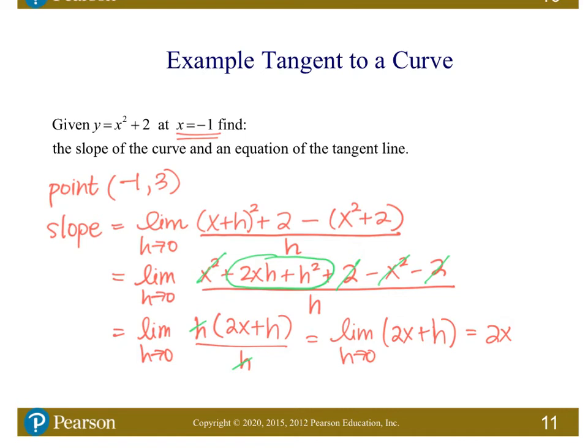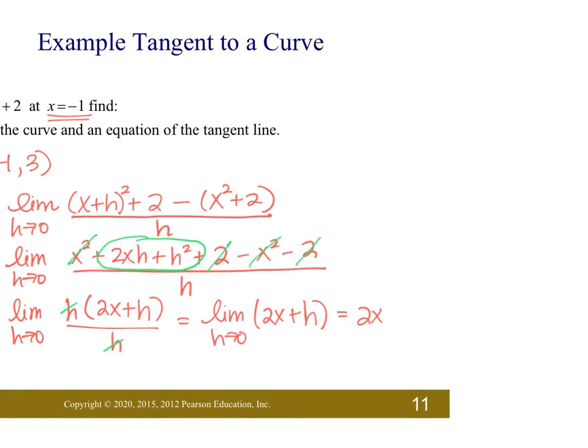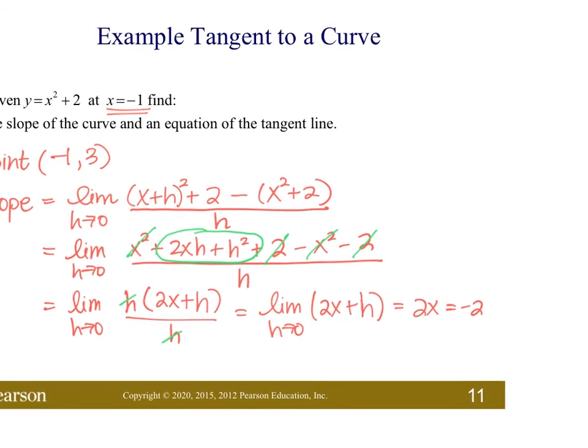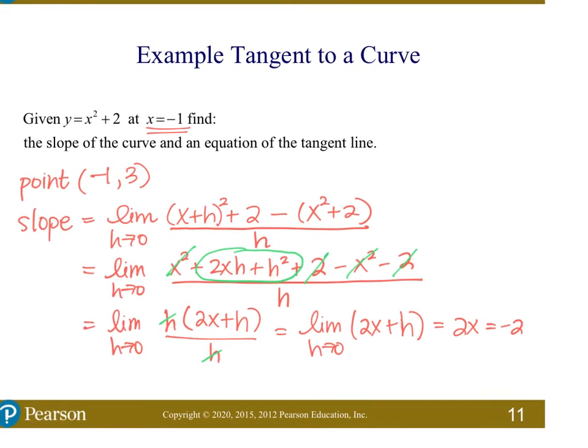So the slope at the x value of -1 is going to be -2. So now I found my slope of the curve, and now my tangent line can be written as y minus 3 equals -2 times (x plus 1). And you don't have to simplify that. That is the equation of the tangent line.